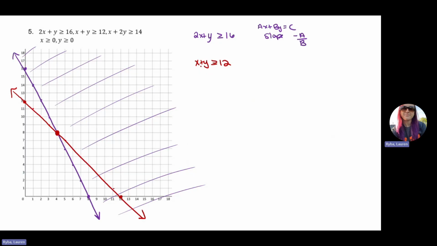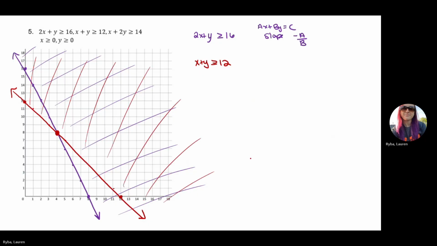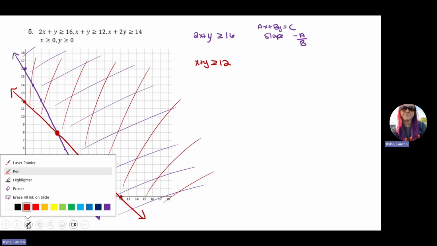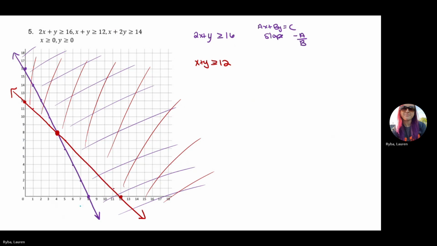Okay, y is positive, so we're not going to switch the sign. Again, it's going to go above. So we're currently shaded up there. X plus 2y greater than or equal to 14. If I solve that for x, getting rid of the y, x is 14. Y is going to be 7 because 2 times 7 is 14.